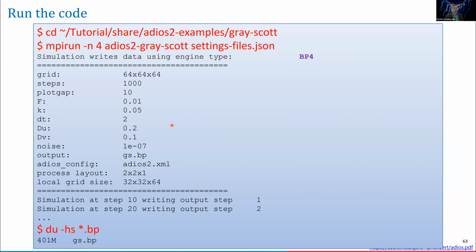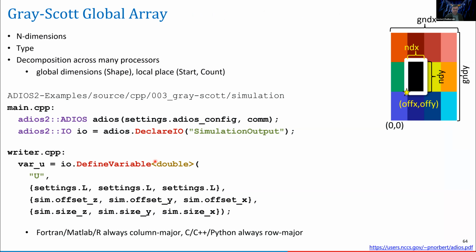Okay, so if you run this Gray-Scott example, we have a 64 cube output here, and if you run it, you will find a Gray-Scott.bp output file.